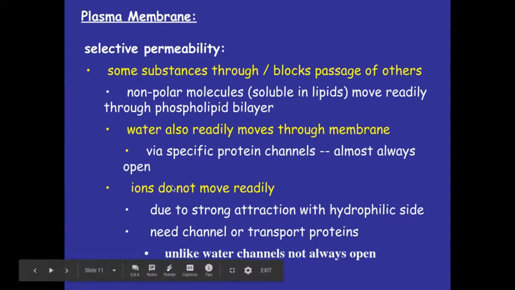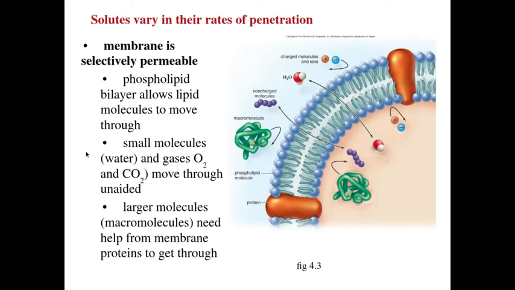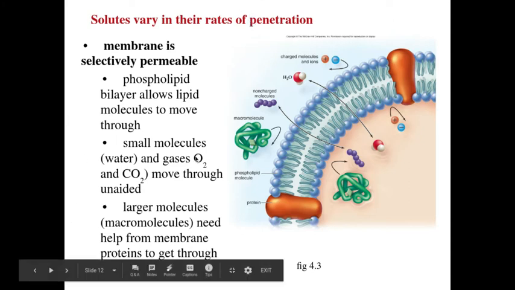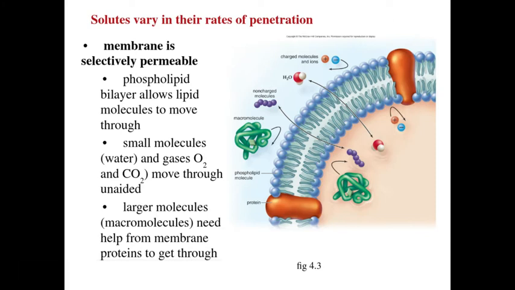Now, the channels that control the ion movement, unlike the water channels, are not always open. So it's not free range with the ions. They're regulated. So here's another diagram. This just kind of repeats what we've just talked about, how the membrane is selectively permeable.